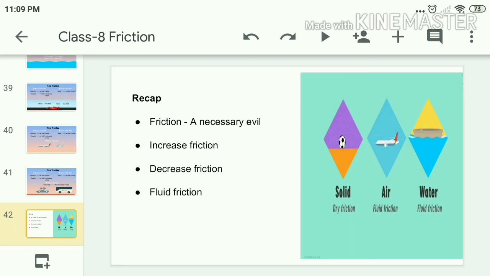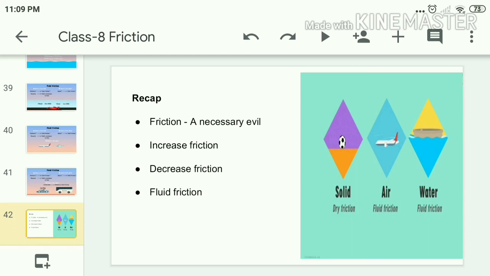And there are some situations where we need to decrease friction. What are those conditions? We can decrease friction by using lubricants. By using lubricants, a layer forms between the two surfaces, thereby reducing friction between machinery parts, which reduces the wear and tear of those machinery parts and avoids the wastage of material.